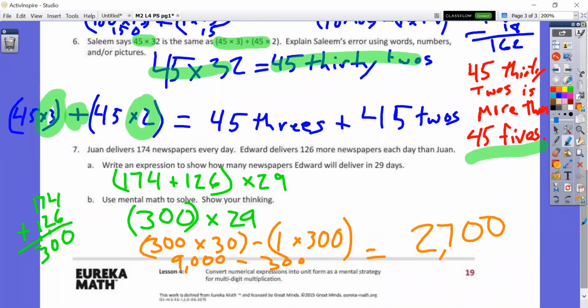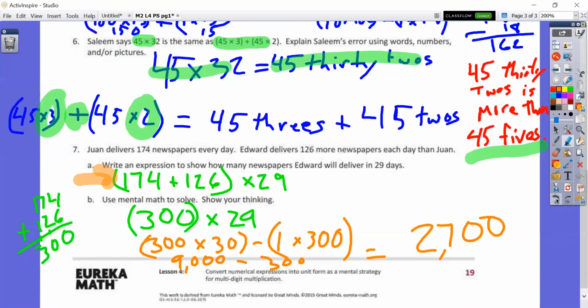Now, if you chose to do 7, it's a little bit more extra challenging and extra steps. So let's take a look at this a little closer. So we first had to write an expression for Juan delivering 174 newspapers every day, but Edward delivers 126 more newspapers each day. And then they want us to write an expression for how many newspapers Edward will deliver in 29 days. So first I showed in my expression how many he delivers in one day. And then I put those in parentheses and multiplied it by the 29.